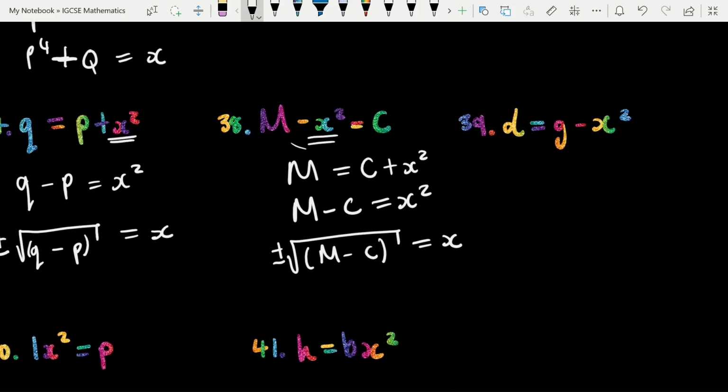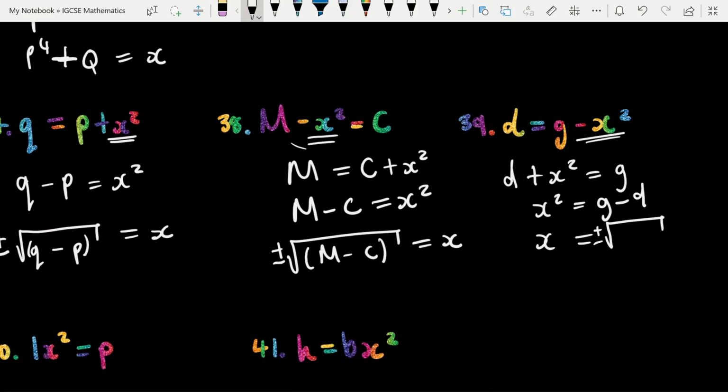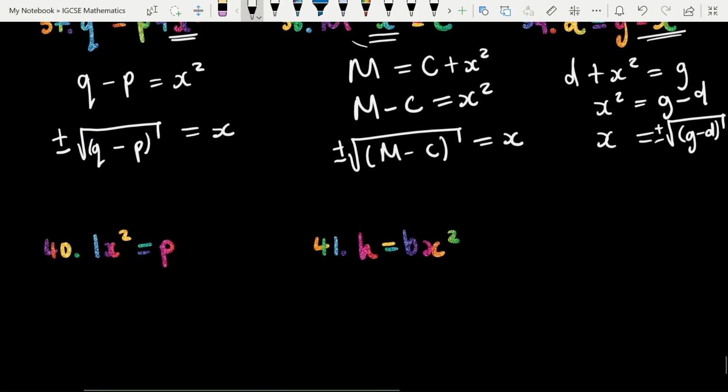So now 39 is d is equal to g minus x squared. I take this to the other side first to make it positive because it's negative. So I say d plus x squared is equal to g. Now that it's positive, I can make x the subject. How? I first take d to the other side. So it's going to be x squared is equal to g minus d, because d is coming to subtract. Then I take the power of 2 to the other side. It's going to be x is equal to the root of 2, but I put plus or minus outside. Then I put g minus d in brackets under my square root sign.